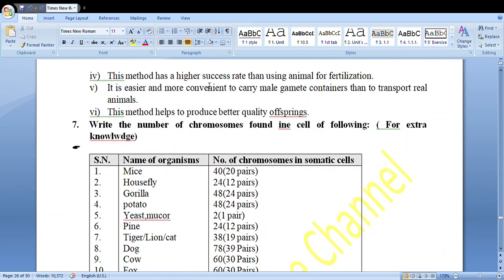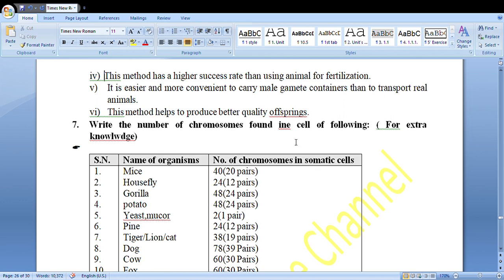This method has a higher success rate than using animals for fertilization. It is easier and more convenient than transferring real animals. This method helps to produce better quality of offspring.